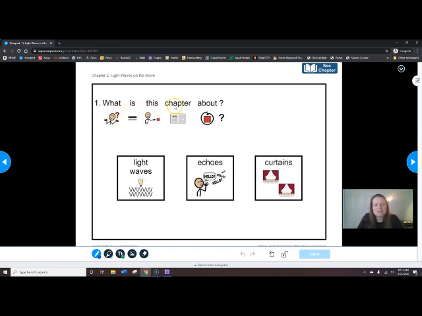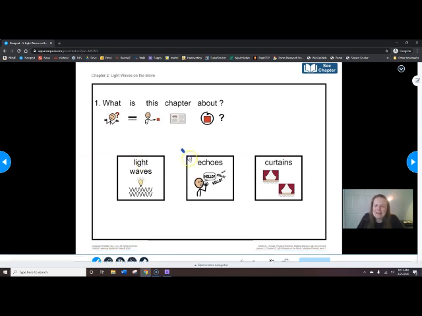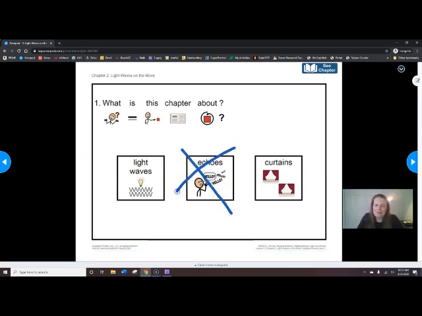What is this chapter about? So you need to think, okay, what did we learn about today? Did we learn about light waves? Did we learn about echoes or curtains? Let's see. I remember learning about light today. We did not learn about echoes.